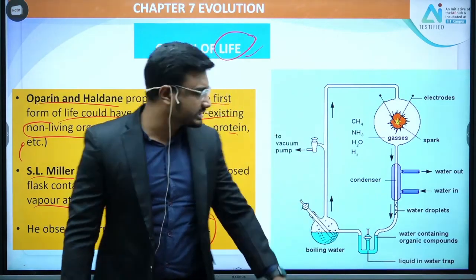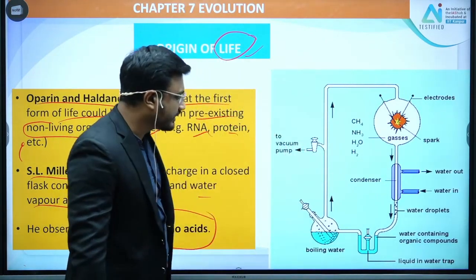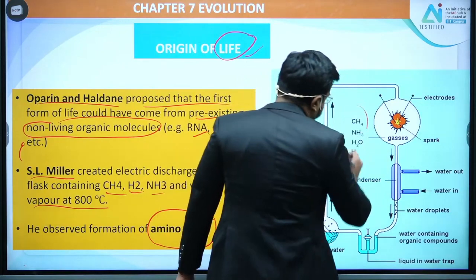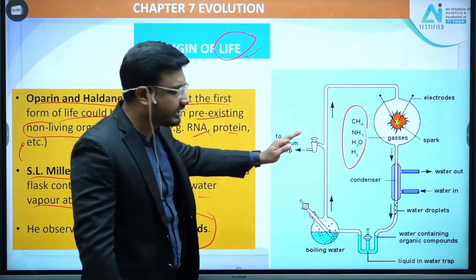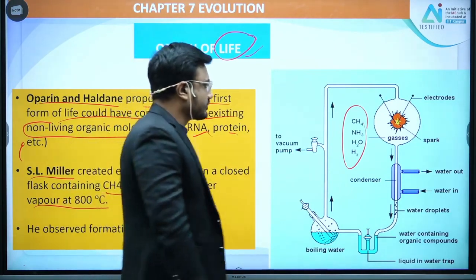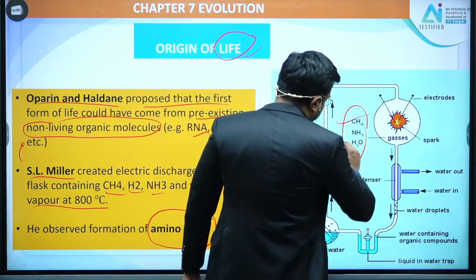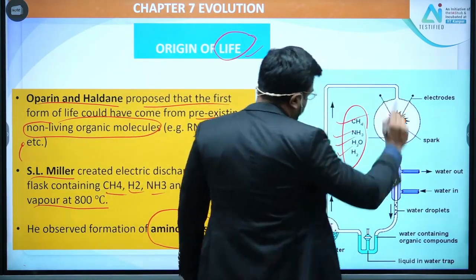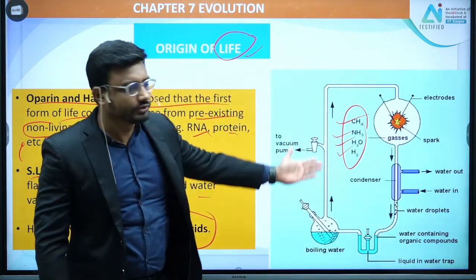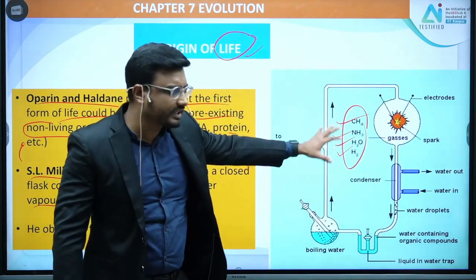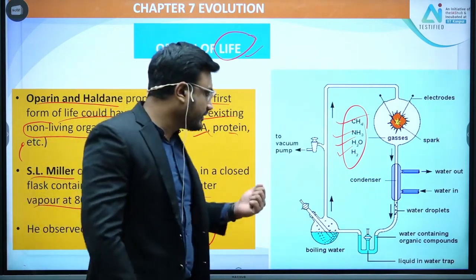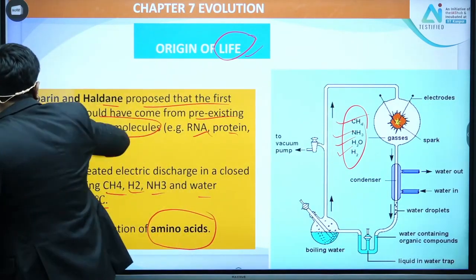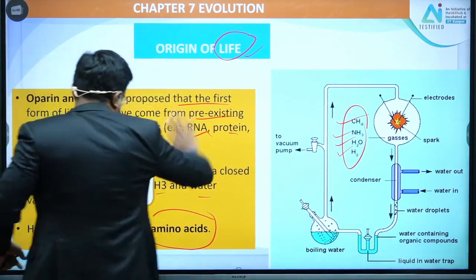In this experiment conducted by S.L. Miller, a question can come on which gases were used. It is very important to remember these gases: CH4, NH3, H2O and H2. All these four gases were used, and what he saw was the formation of amino acids. So now let us move ahead to the next concept.